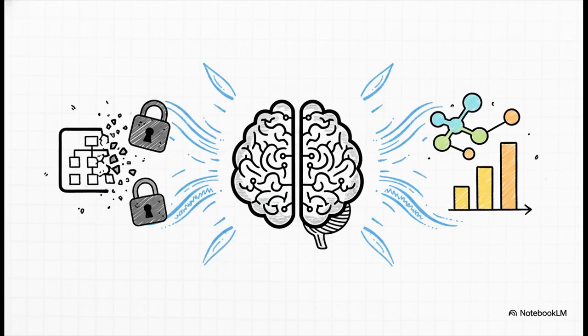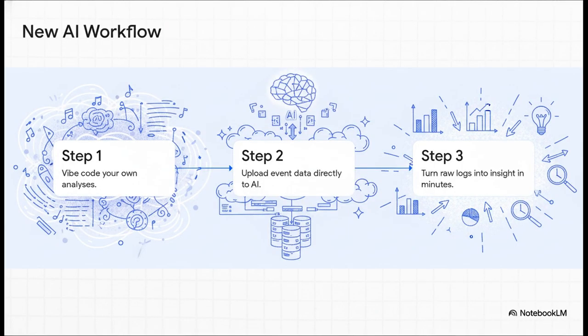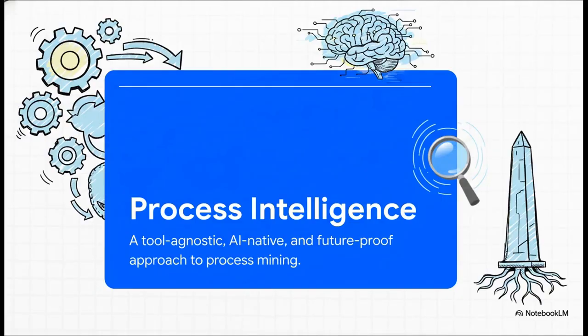So what's the big deal? What caused this massive shift? It's actually super simple. AI changed everything. The workflow now is just different. You can vibe code your own analyses, just kind of talk to the AI. You upload your data directly, and you can go from raw logs to real, actual insight in just a few minutes. And this new approach, we're calling it process intelligence.